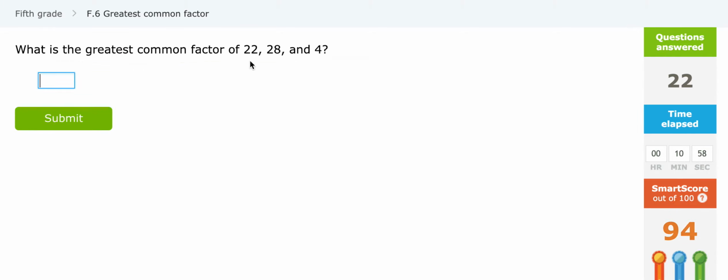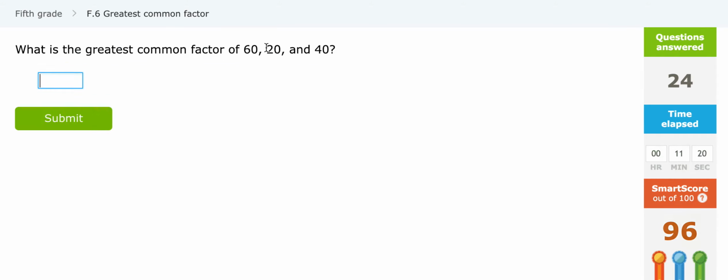Continuing from here, this is 2 times 11, this is 2 times 2 times 7, and this is 2 times 2. They all share 2, nothing else. 3 times 3 times 5, 3 times 5, and then 2 times 3 times 5. Guess what they share? A 3 and a 5, which leads to 15.